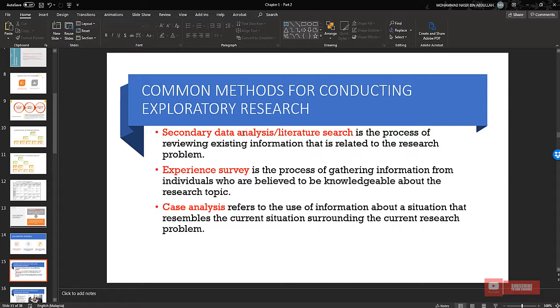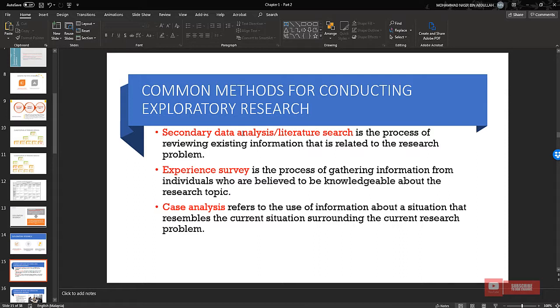Another data source is experience survey. We can collect the data by experience survey. This is a process of gathering information from individuals who are believed to be knowledgeable about the research problem. We can also collect the data based on case analysis or case study. Case analysis refers to the use of information about a situation that resembles the current situation surrounding the current research problem.